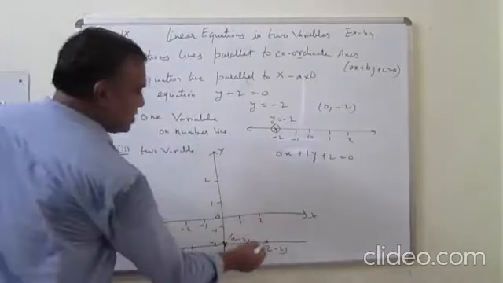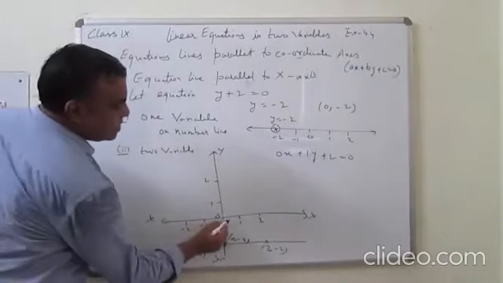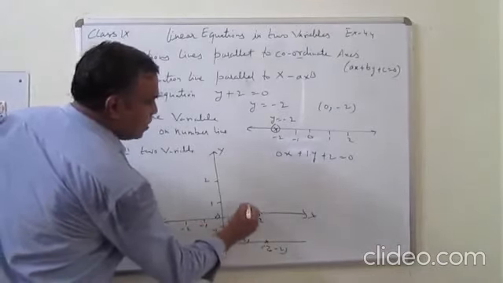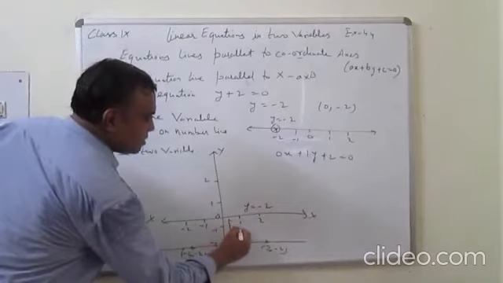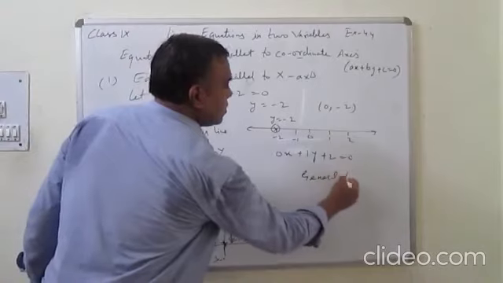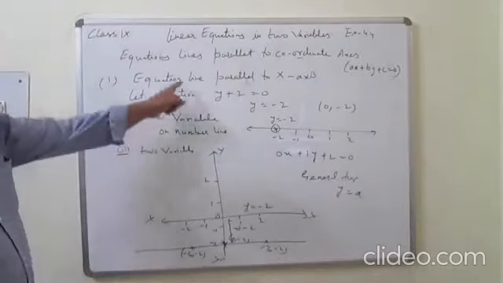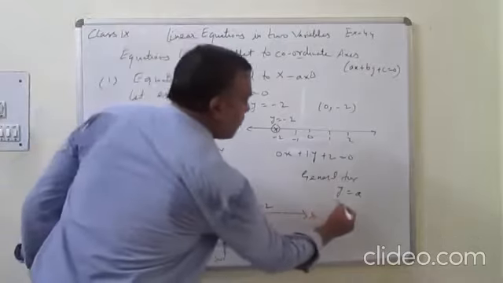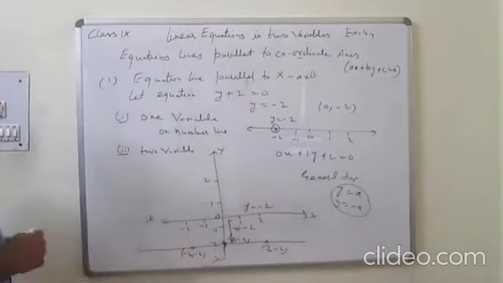So we see that x is changing but y is fixed. So this is a line parallel to the x axis. This line is y is equal to minus 2, and this distance is minus 2. General form: y is equal to a. A line parallel to the x axis is y is equal to a or y is equal to minus a. Downside is minus a, upside is a.